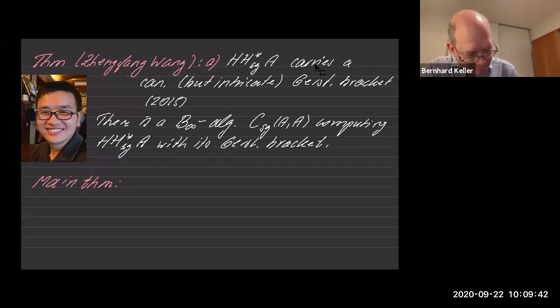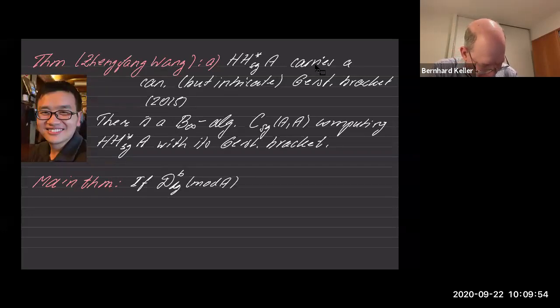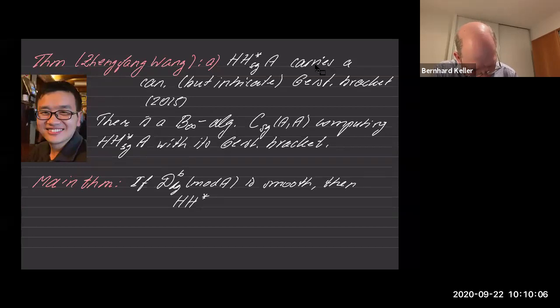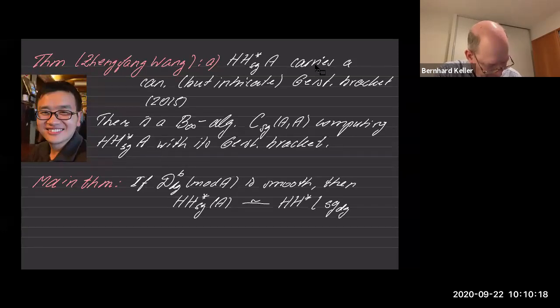Namely, if the bounded DG derived category is smooth as a DG category, then we have a canonical isomorphism between Tate-Hochschild cohomology and classical Hochschild cohomology of not an algebra but a DG category, namely the canonical DG enhancement of the singularity category. And this is an isomorphism of graded algebras.